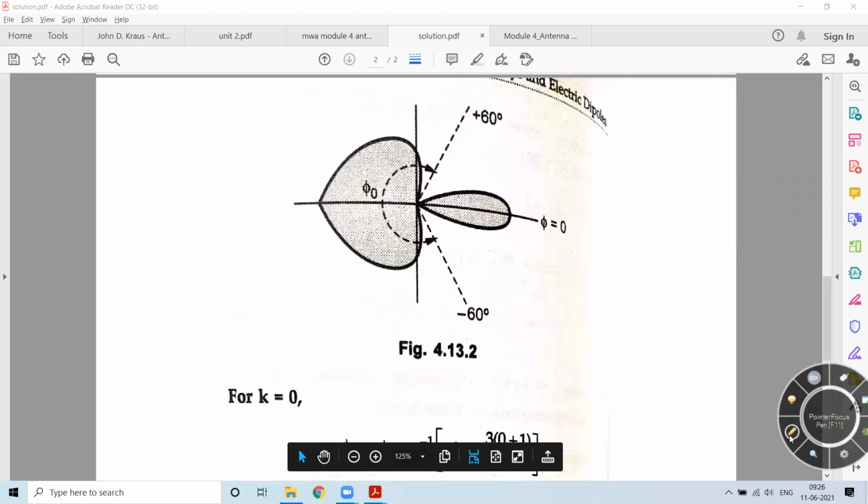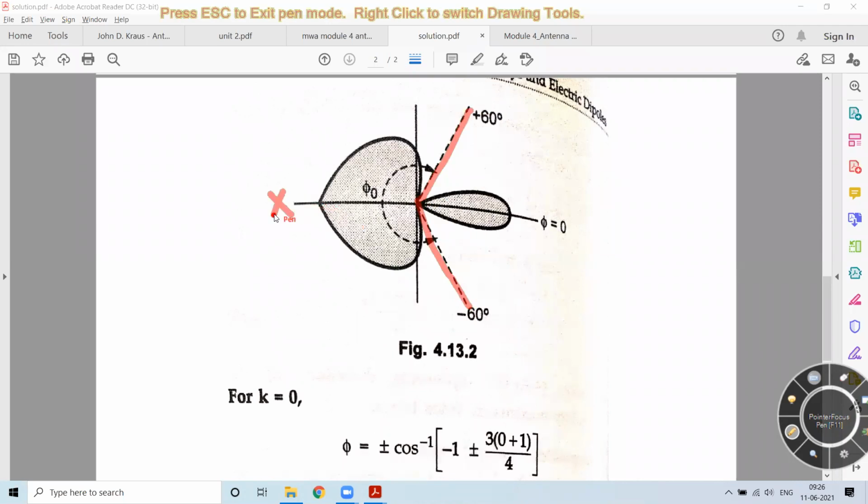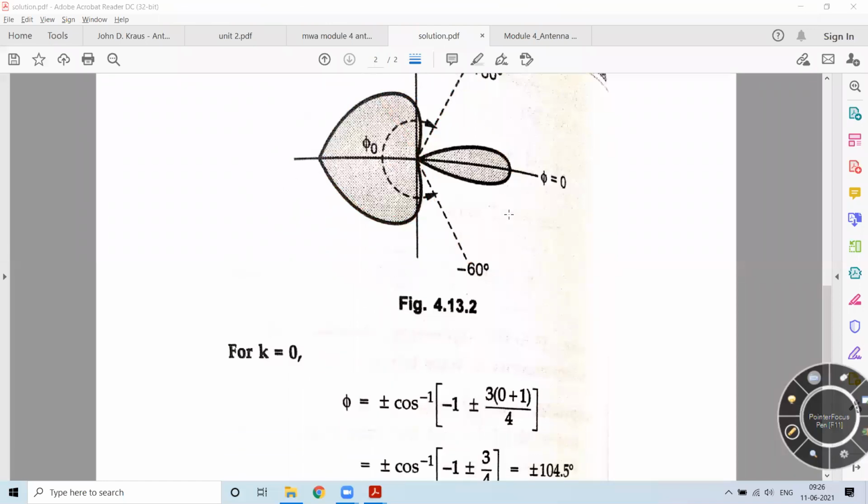Here you can see that you are having nulls only at these 2 points and you are having maximum over here. Nothing else is specified in the other direction. So therefore you have only two possible things over here. If you're having a main lobe, you cannot have a side lobe in this region. If I measure the angle, 104 will be somewhere here. So here already main lobe is there, so I cannot have a side lobe.